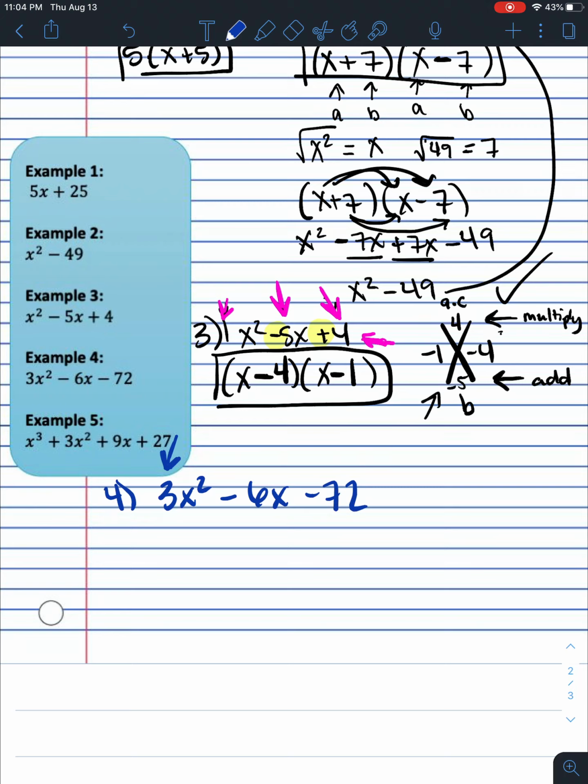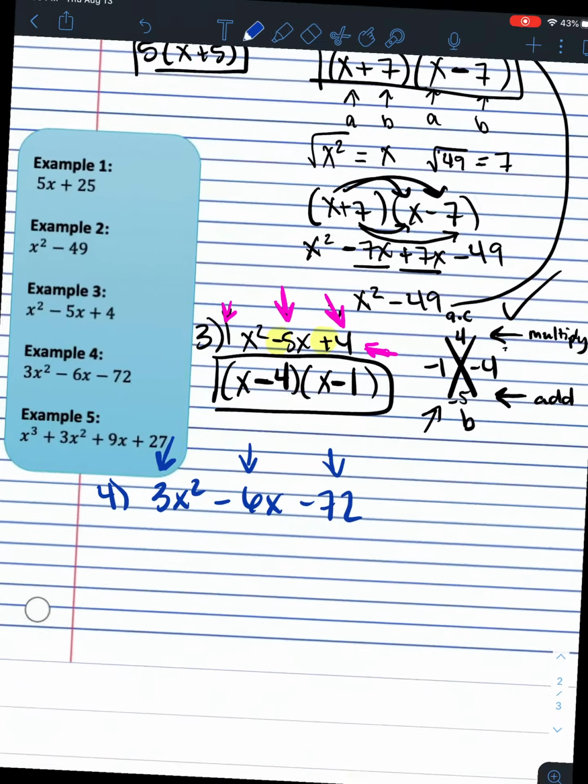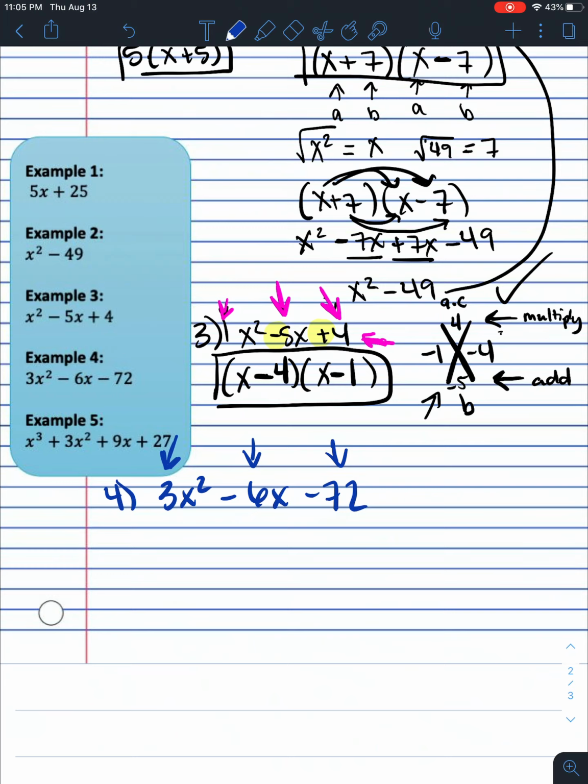So what I want to check is, does 3 go into any of the other terms here? Can I factor all of 3 out? Especially since 3 is prime. The only thing I can take out of it is 3. Well, yes, we can divide 6 by 3. And yes, we can divide negative 72 by 3. So let's go ahead and factor that out.